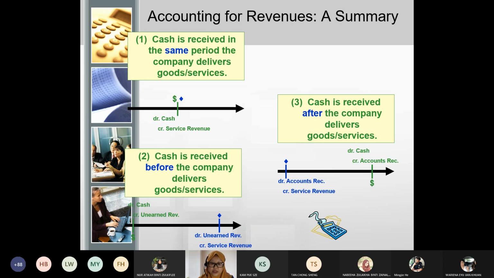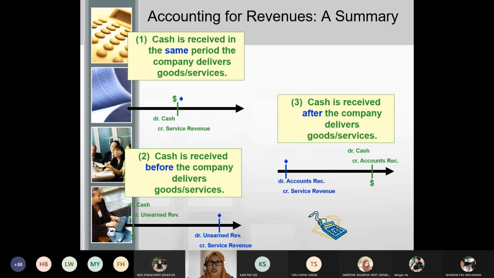All right. So remember that revenues are recorded when the business fulfills the promise to provide goods or services to customers. Okay. So you have to understand, just now, it's not necessarily in the same period. If it's the same period, it will be easy. If it's the same period, at the same time we increase the cash and we increase the revenue.